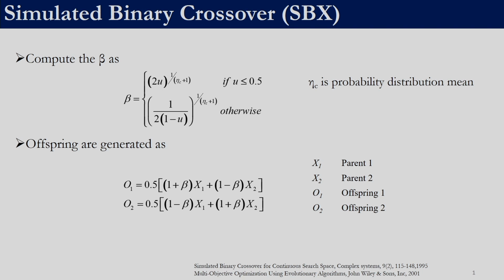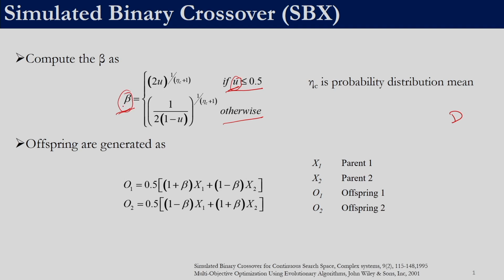If that particular pair comes for crossover, we will first have to generate U. U is a random number between 0 and 1. For each variable we will have a random number. So if we have d decision variables, we will generate d random numbers between 0 and 1, and for each of them we check whether the random number is less than or equal to 0.5 or greater than 0.5. Depending upon that, we will calculate beta. Since U is selected for each variable, we will have a beta value for each variable.